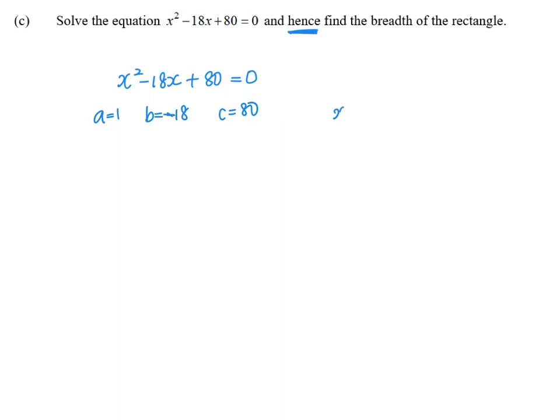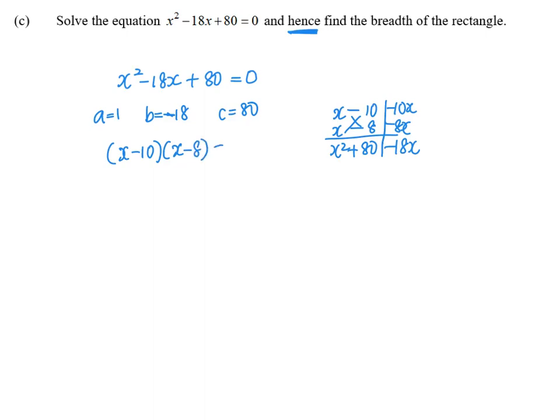Let's see if I'll do factorization. I'll get x times x to be x squared, 10 times 8 to be 80, 10x, 8x, negative on both sides. So in this case, I will have x minus 10, x minus 8 equals 0. Okay, so x minus 10 equals 0, x will be 10, or x minus 8 equals 0, x will be 8.